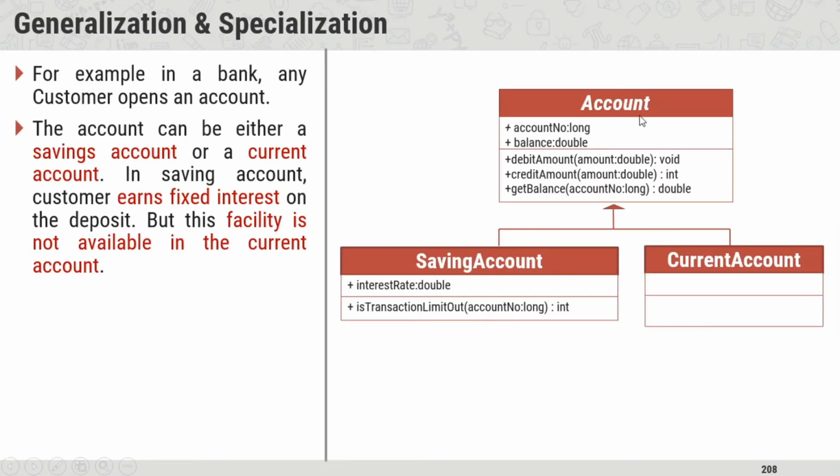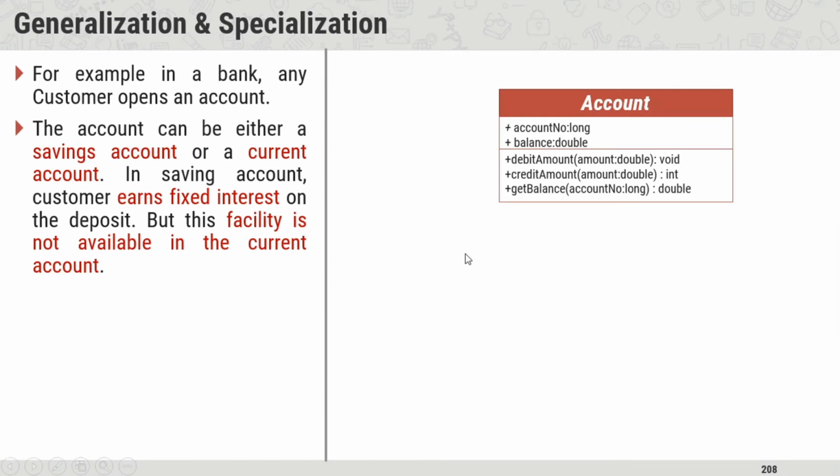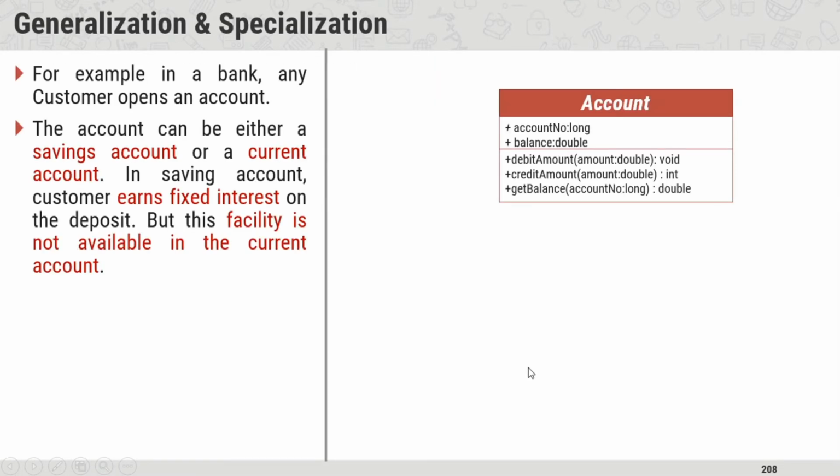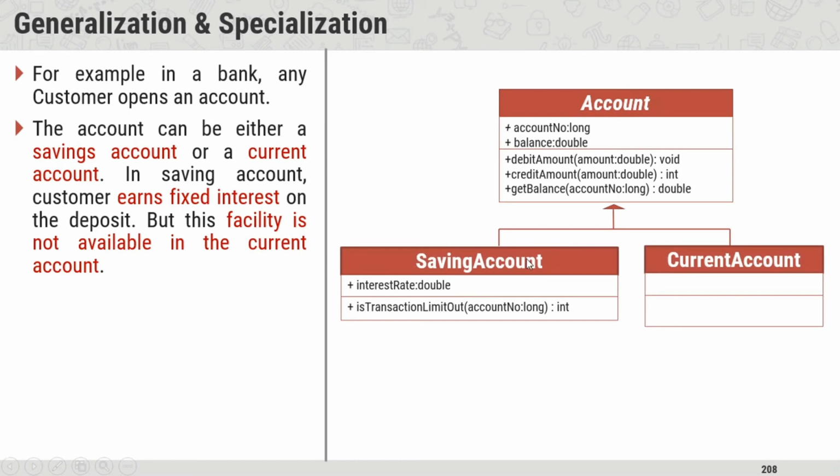So for the account also, we can say that generalization is this. You can say, more generally, that a saving account is a type of account and a current account is a type of account. So this flow will be your generalization, and the opposite flow, like account could be of two types, saving account and current account, this is my specialization.